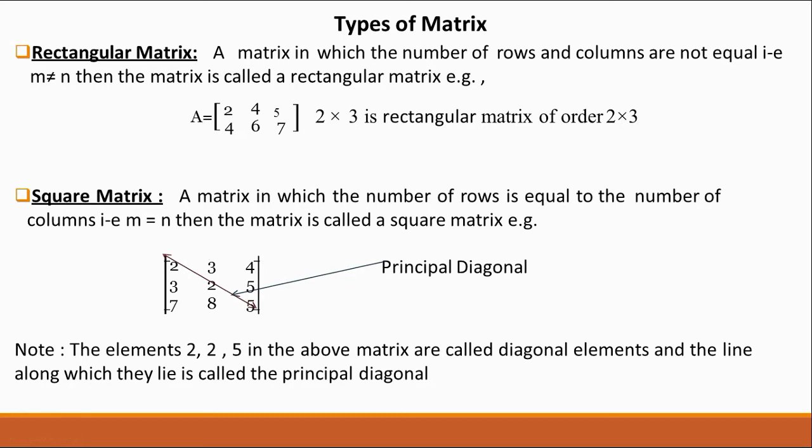One important point to be noted here: in this matrix you see this line called the principal diagonal, and the elements that lie on this line are called diagonal elements. So in this matrix 2, 2, and 5 are called diagonal elements, and this line is called the principal diagonal.